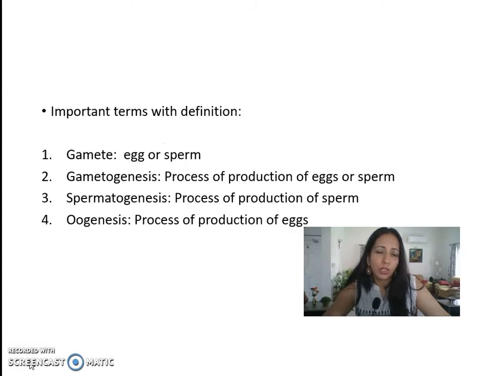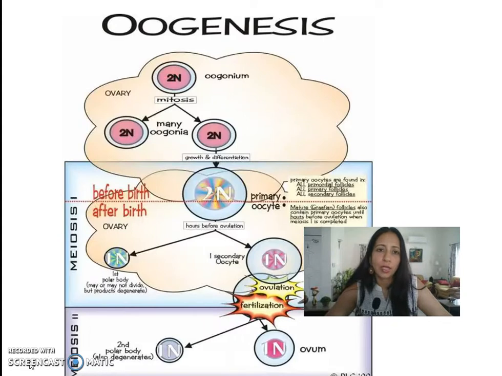Important terms we need to know before we start with the learning of this process are first the gametes. What are gametes? Egg and sperms, which are haploid, are the gametes. Gametogenesis is the process of production of egg and sperm. Spermatogenesis is the production of sperms, and oogenesis is the production of eggs. So let's take up straight away how oogenesis takes place.